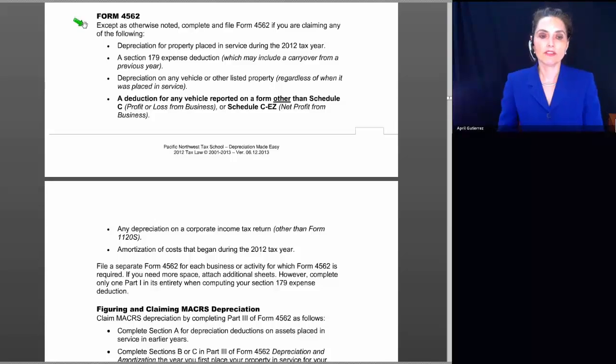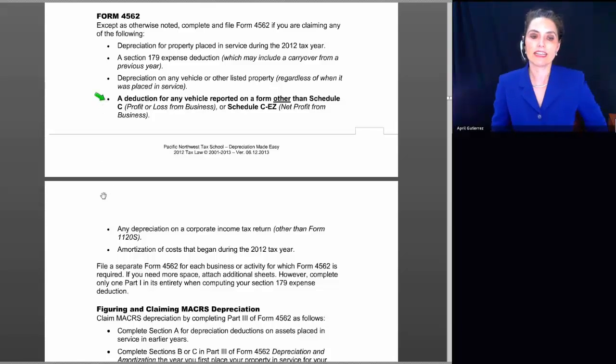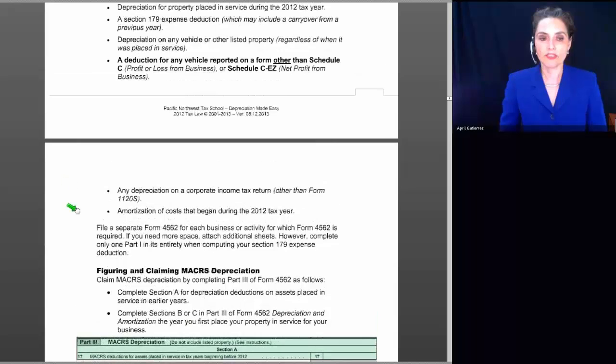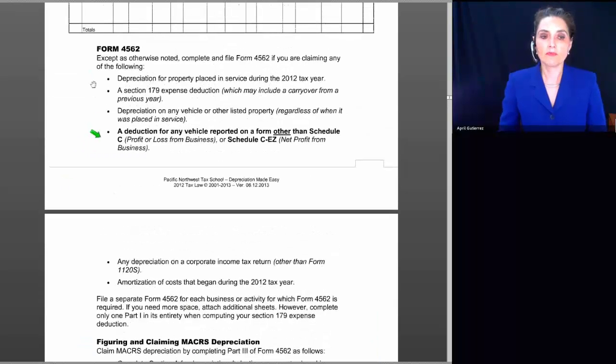Now, except as otherwise noted, you should complete and file Form 4562 if you are claiming any of the following: depreciation for property placed in service during the 2012 tax year; a Section 179 expense deduction, which may include a carryover from an earlier year; depreciation on any vehicle or other listed property, regardless of when it was placed in service; depreciation for any vehicle reported on a form other than Schedule C, profit or loss from business, or Schedule C-EZ, net profit from business; any depreciation on a corporate income tax return other than Form 1120-S; and amortization costs that began during the 2012 tax year. So in essence, anytime you claim depreciation, Form 4562 is required.